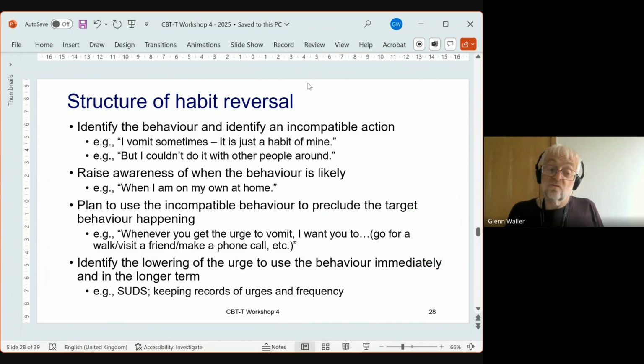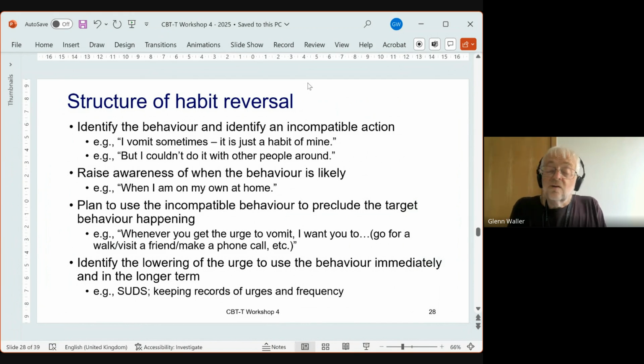And usually we find after about 10, 15 minutes, that urge, this SUDS rating from 1 to 10, goes down, goes down, goes down, until you get to the point where you're thinking, you know what, I don't have that urge anymore.